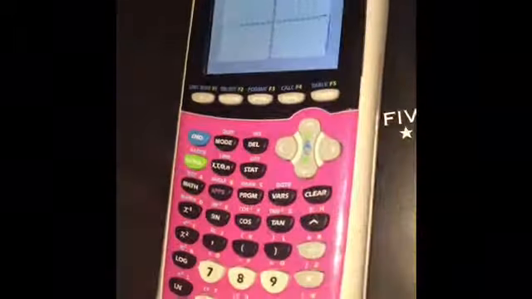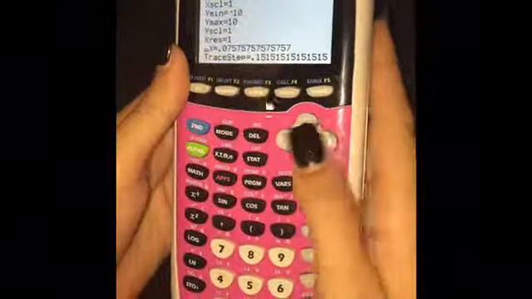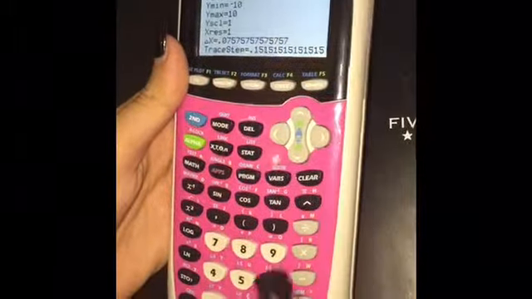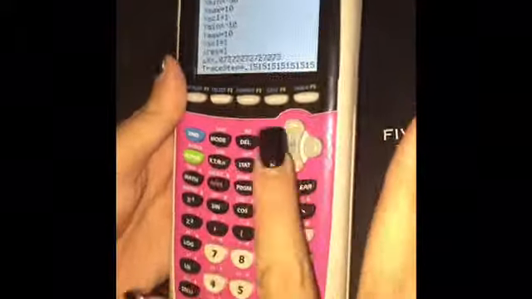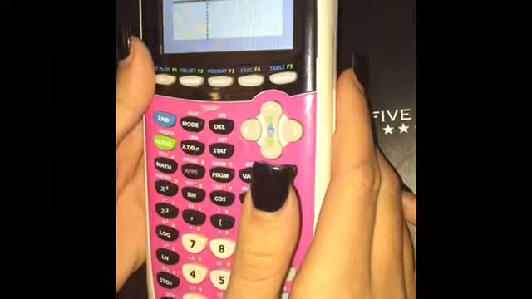Oh no. Adjust your window. I have to adjust my window, because see that little smidgen of a line over there? You can't really see it. So I have to hit window, and I'm going to adjust this to negative 100. No. We don't really need that side, so we're going to do negative 50, and this is going to be 100. And we're going to see how that does.